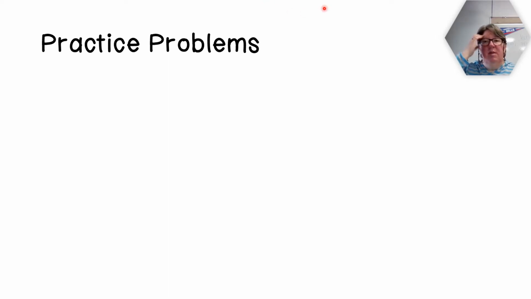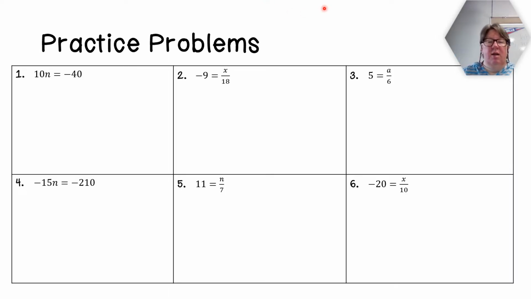All right, so let's talk about some practice problems. Here are our problems. We have problem number 1, 10n equals negative 40. What's happening to our n that's keeping it from being alone? Well, it's got this coefficient of 10. 10 is multiplying the n. So how do we get rid of that?